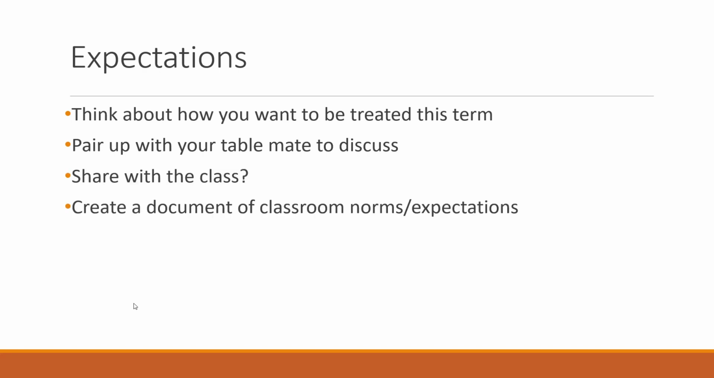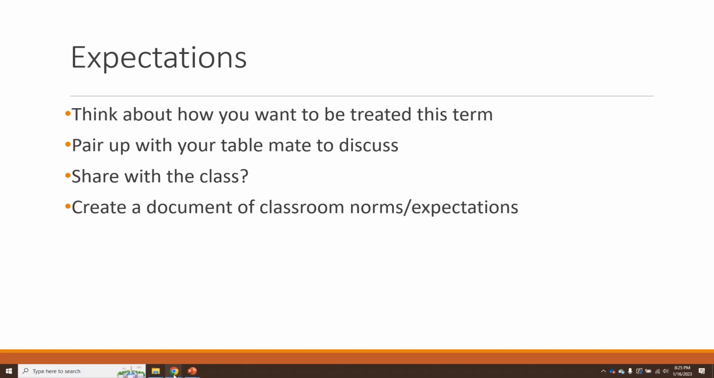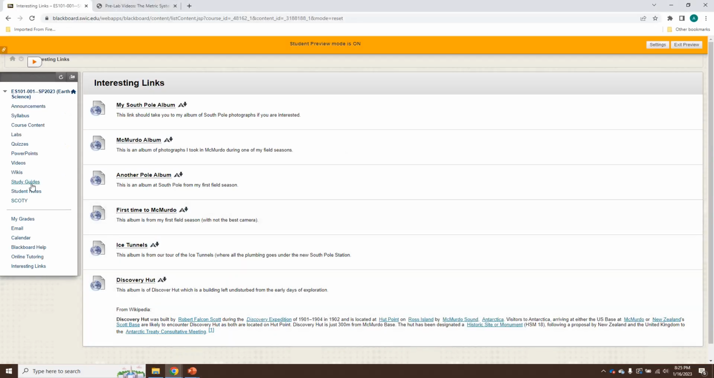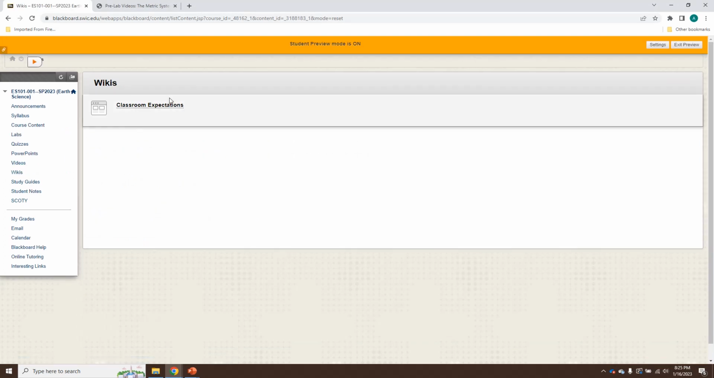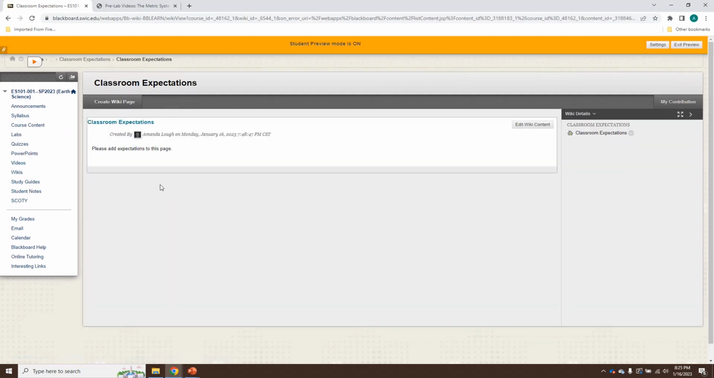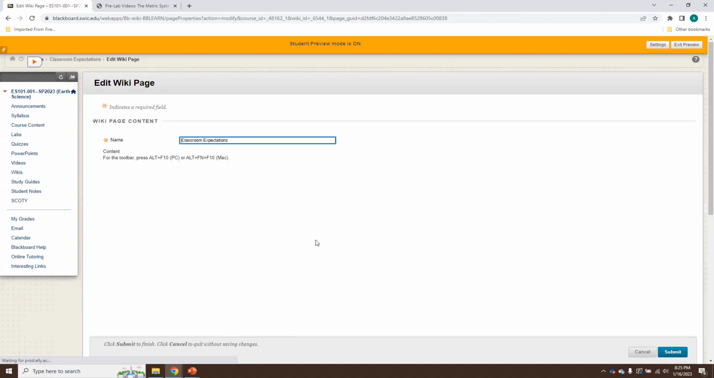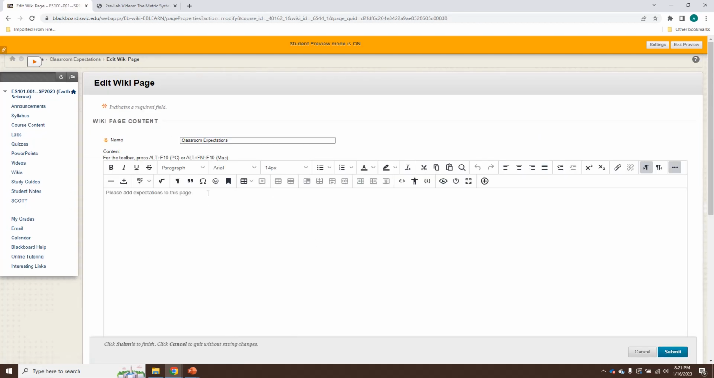And then I have a wiki on your Blackboard page under wikis. That's the classroom's expectations. So you go into this classroom expectations, hit edit wiki content, and then you can add to this. So for example, let's add, please silence all mobile devices. And then we would hit submit.